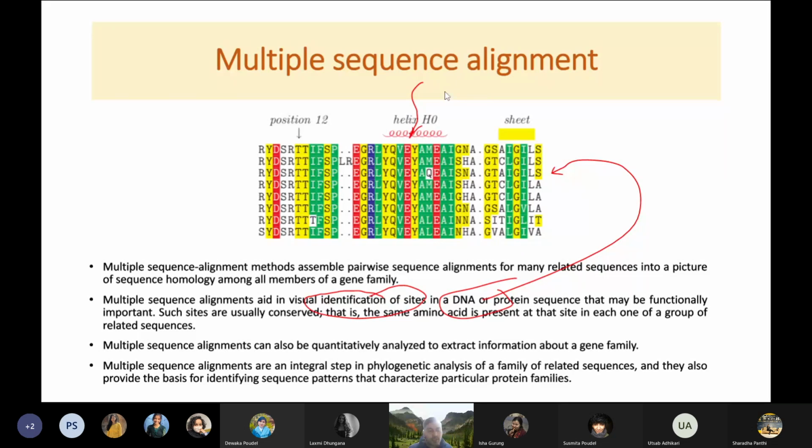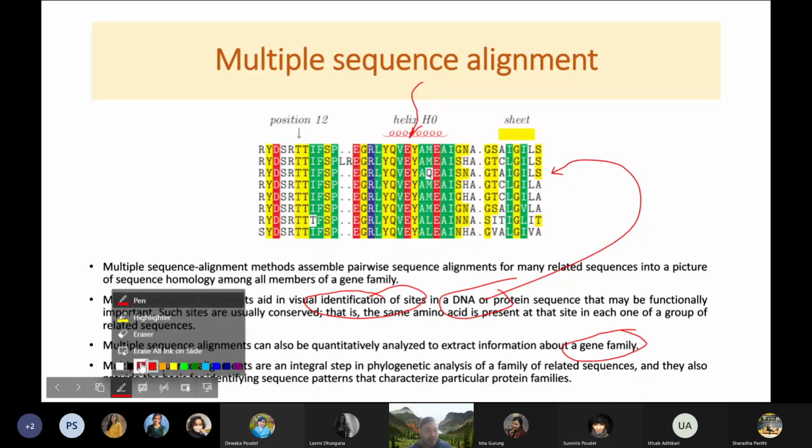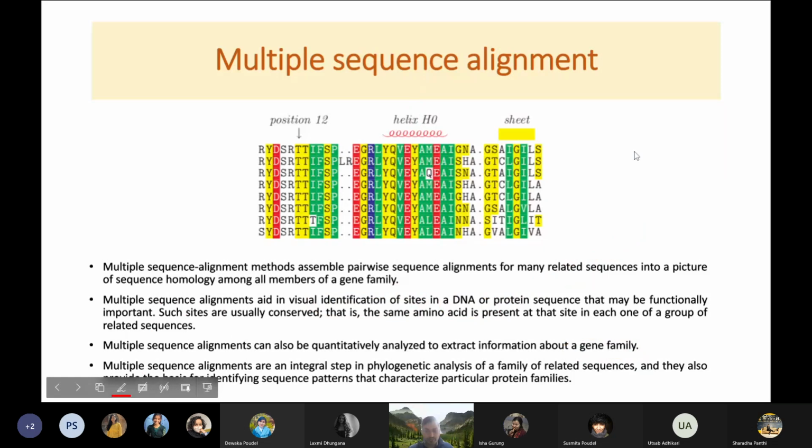So multiple alignment can also be quantitatively analyzed to extract information about the gene family. And multiple sequence alignment is also a very critical step in phylogenetic analysis. Before conducting any phylogenetic analysis, the first step you do is the multiple sequence alignment, and on the basis of that, you derive these phylogenetic trees. So it's very crucial. We'll also study in great detail different algorithms for multiple sequence alignment in our forthcoming lectures.